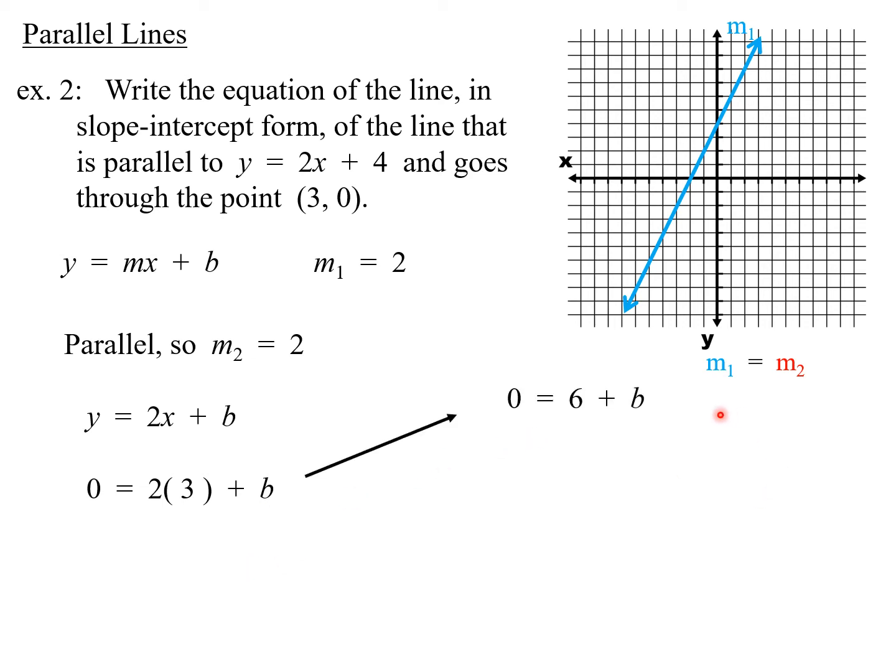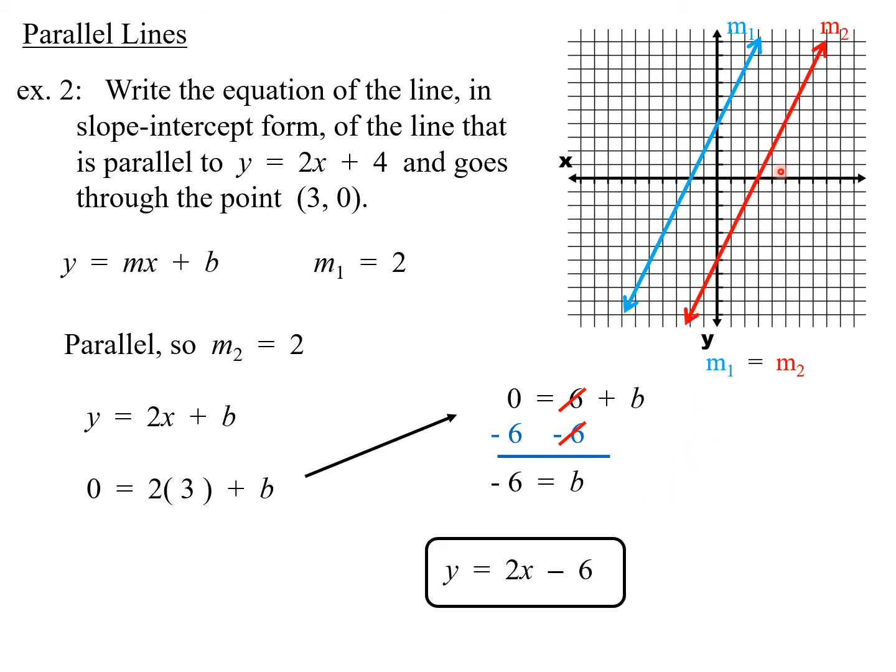Subtract 6 from both sides, and we get negative 6. So the equation becomes y equals 2x minus 6. If you graph that, you would find that it looked like this, and indeed, those two lines are parallel.